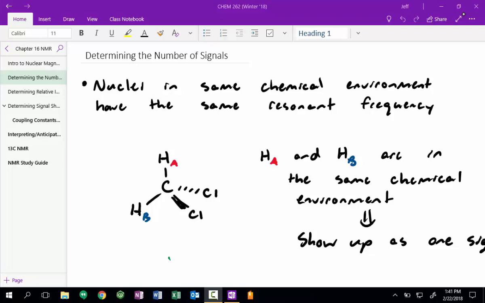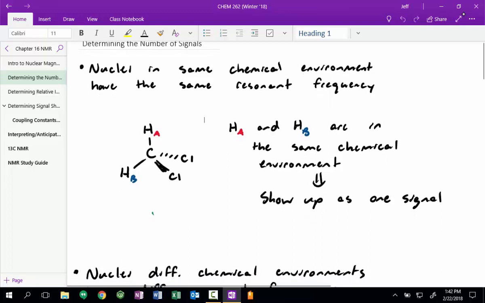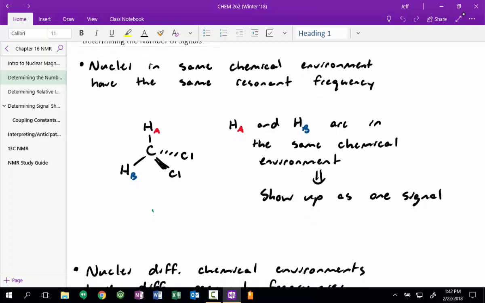All right, so yesterday we primarily talked about finding unique sets of protons and carbons, and the big takeaway from yesterday's lecture was protons are chemically equivalent if they're in the same type of environment. So in our first example, we said A and B are equivalent because they're in the same environment. Therefore, you only have one signal for that set of protons.